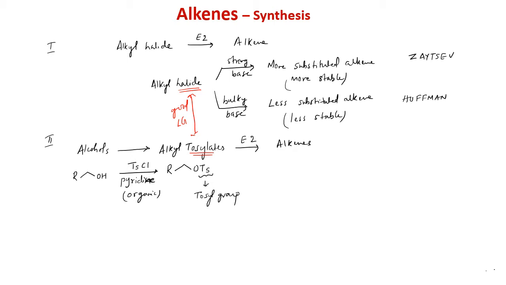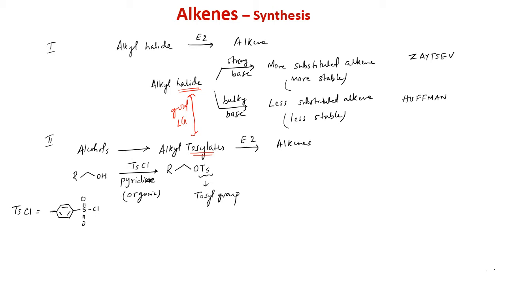Now, tosyl chloride is this molecule here. It is para-toluenesulfonyl chloride. That's what tosyl chloride is. So when an alcohol reacts with tosyl chloride in the presence of a base like pyridine, you make the tosylate. And then the tosylates can undergo an E2 reaction.